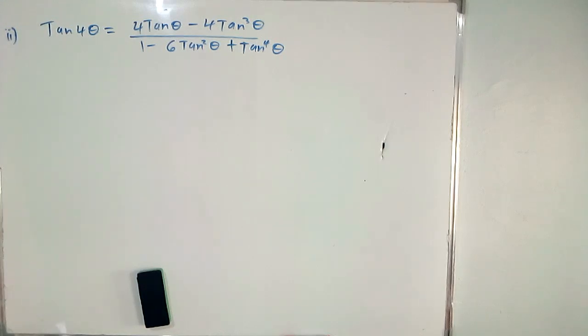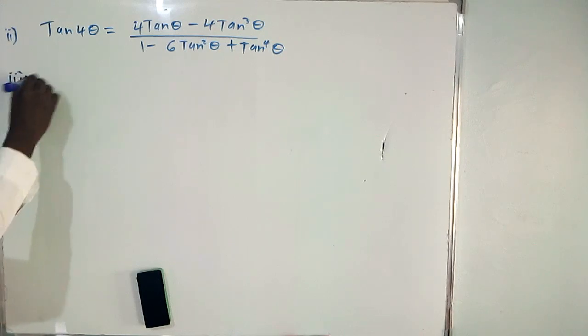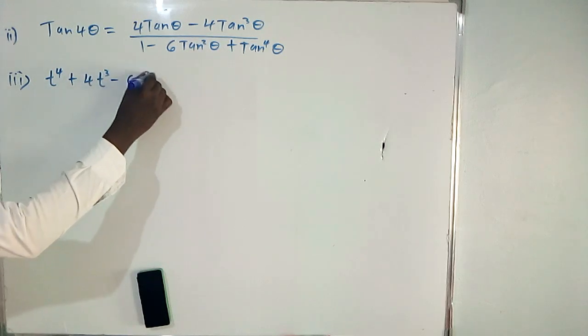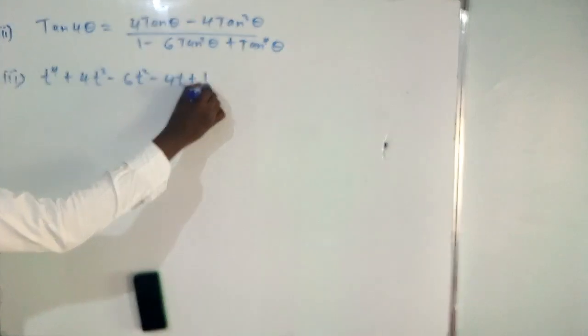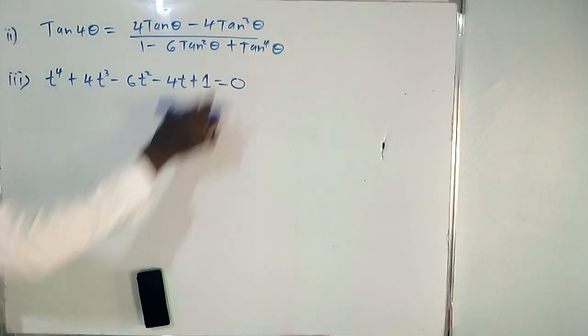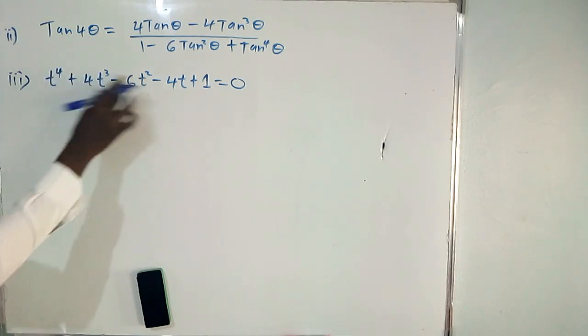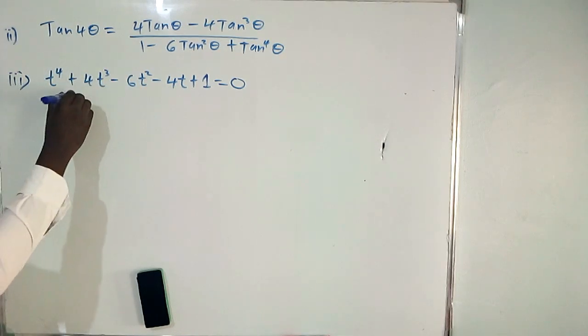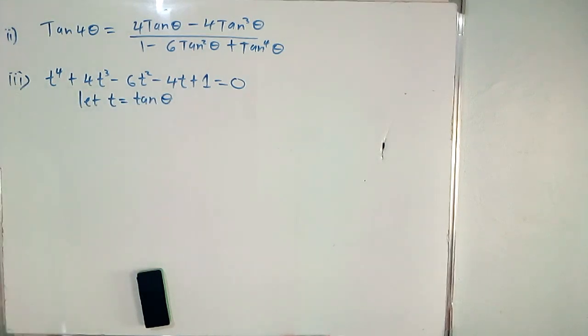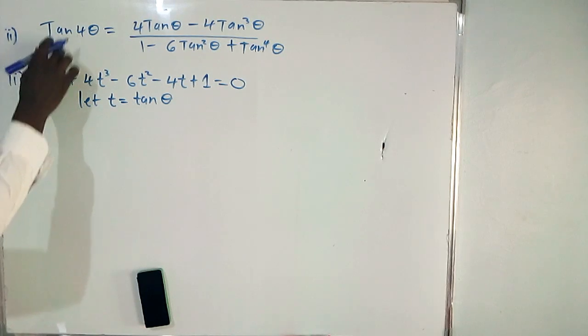Good. Then now in Roman number 3, use the results in 4 above to solve the equation t raised to power 4 plus 4t cubed minus 6t squared minus 4t plus 1. It is tan theta which is raised to power 4, it is tan theta which is raised to power 2, it is tan theta which is raised to power 3. So it means this t is tan theta. Are you seeing that? So you say let t be tan theta. Are we together? So if t is tan theta, what will you have here?